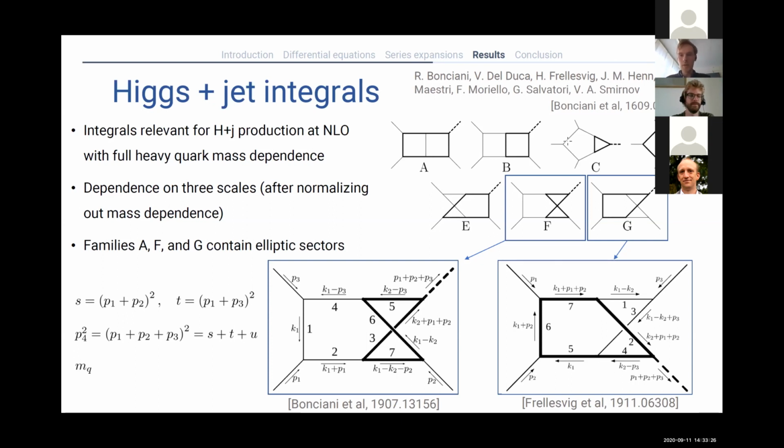Basically, these integrals were already considered by Roberto Ponciani, Vittorio Del Duca, Jelte Frelesvik, Francesco Moriello, and Vladimir Smirnov. At the time, they were computed using differential equations, but in a fully analytic way. Then Francesco came with a paper and a way of solving these planar families using these series solutions. And later on, we repeated the same exercise for these non-planar integrals.